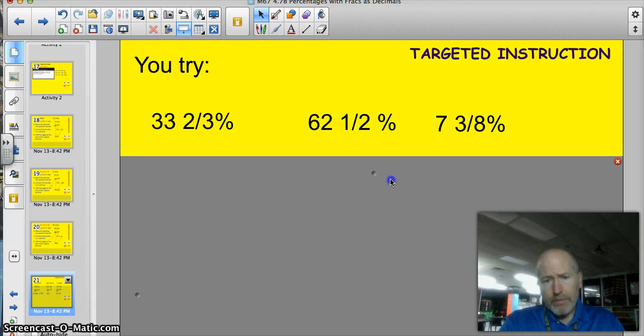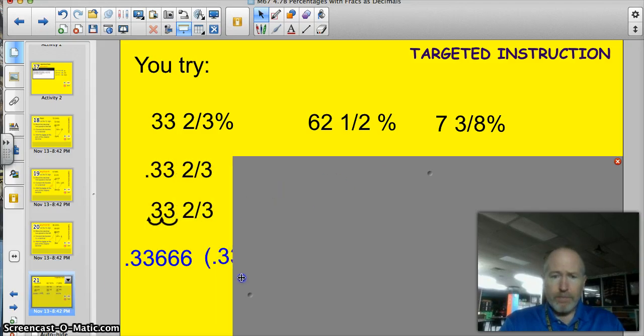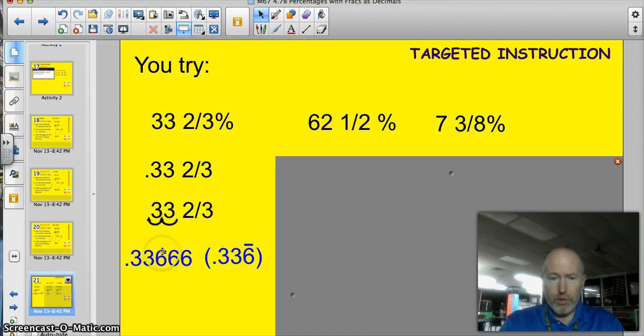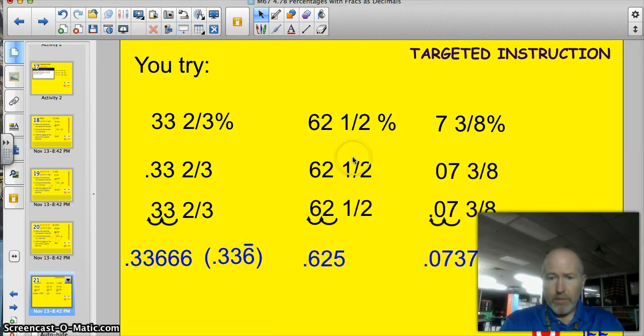Let's see how you did. Take a look at them one at a time. Well, 33 and 2/3%. Get rid of the percent sign. Add the decimal. And then convert the fraction to a decimal, which is 0.6666, repeating, for 2/3, right? So you could express it this way, or 0.33 with the 6 repeating.